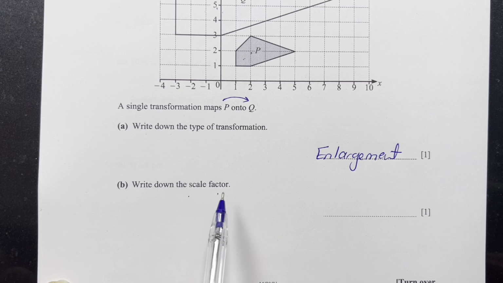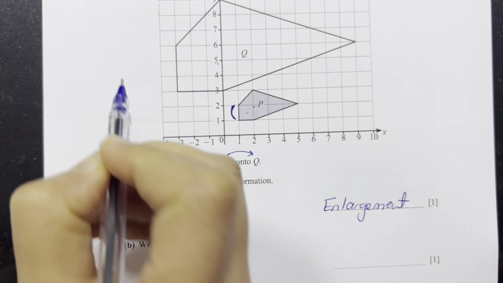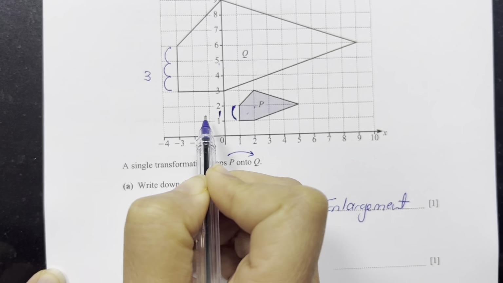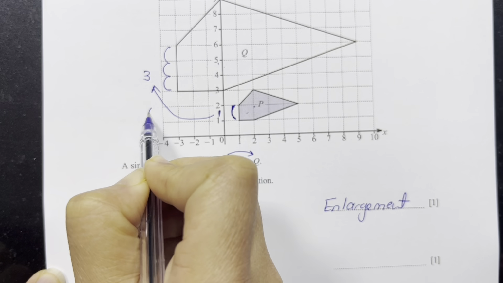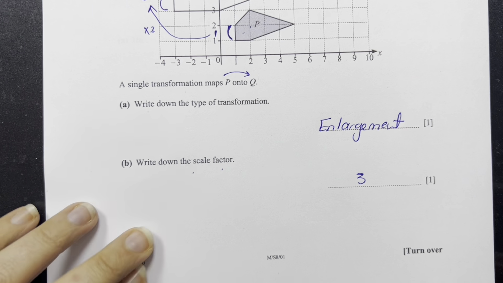Write down the scale factor. Let's take any side. For example, this side, it was 1. What happened to it? Here 1, and here 3. From 1 to 3, what happened? I multiplied by 3. So the scale factor is 3.